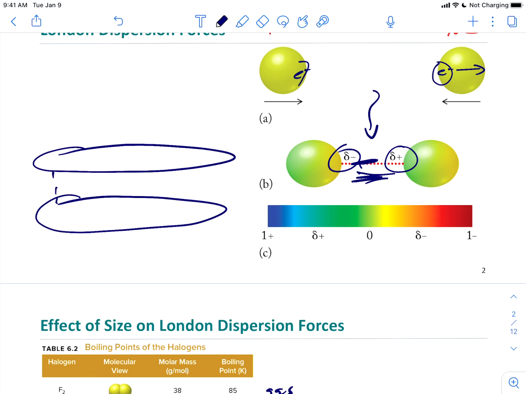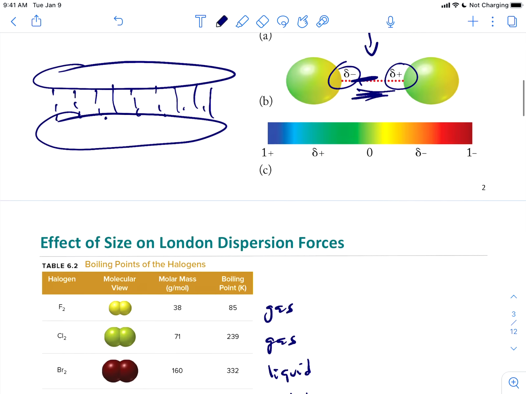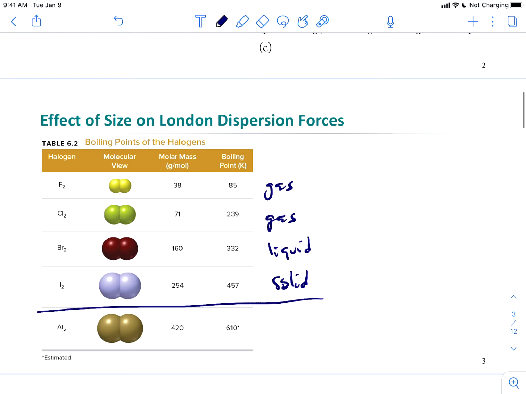And that you have London dispersion forces all along the surfaces here that can create a fairly large attraction. So the size of the molecule will be key. And you see it here beautifully just by the states of these. And here we're showing it in terms of boiling point. So things like boiling point and melting point are going to be affected by your intermolecular forces. And therefore, the state of the substance will be determined by these intermolecular forces at any given temperature.